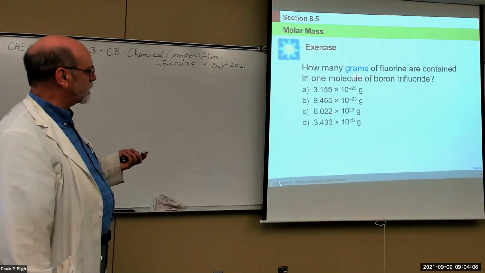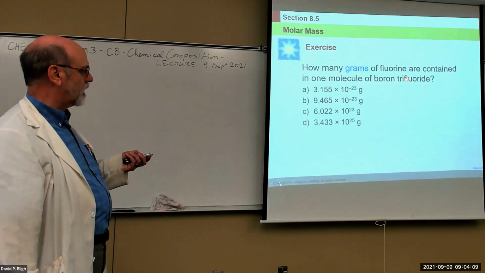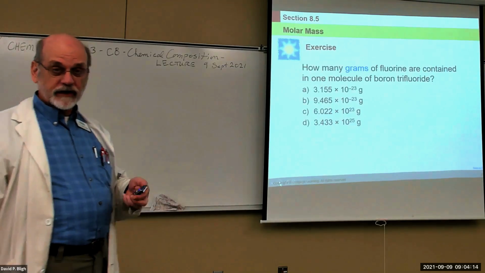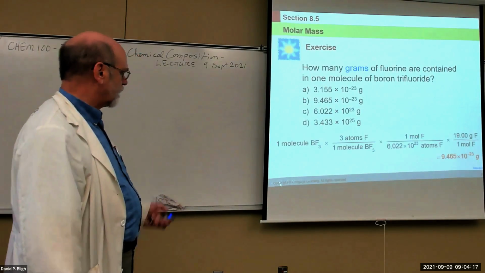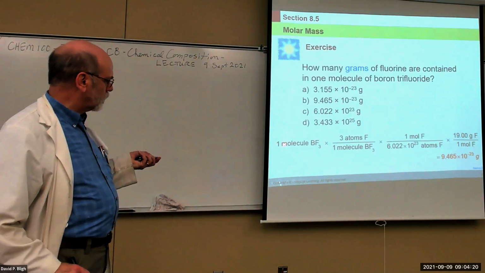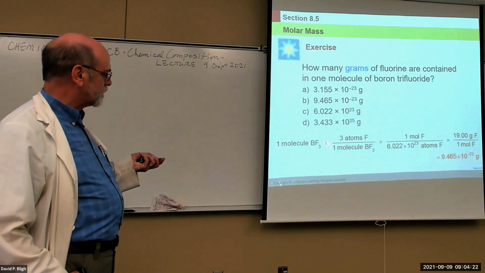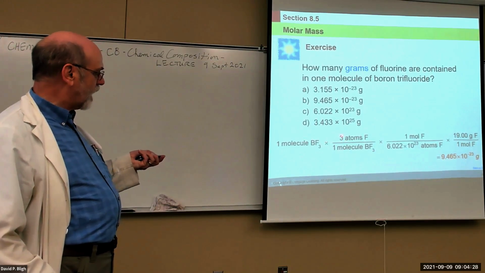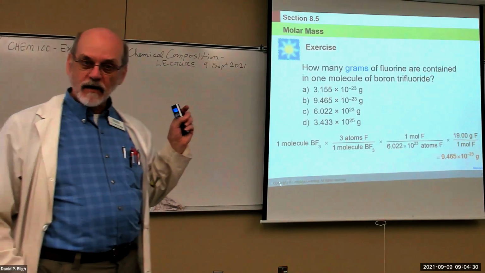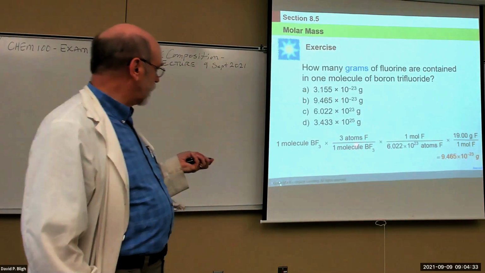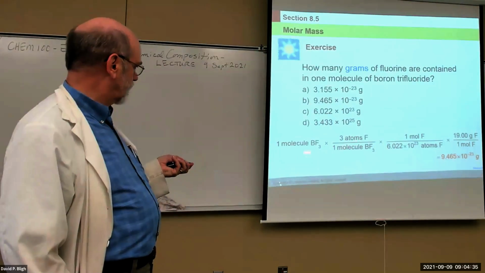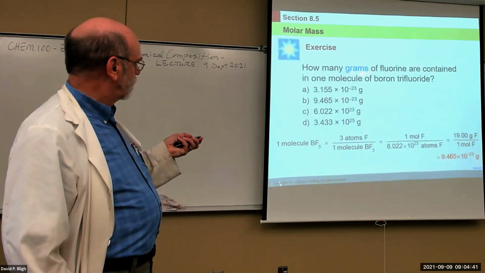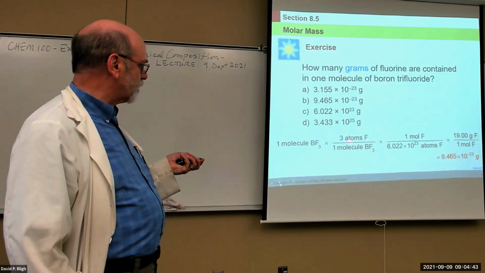How many grams of fluorine are contained in 1 molecule of boron trifluoride? Well, since we're running a little short on time, I'm going to see, yeah, the calculation is given here. 1 molecule of boron trifluoride, you have 3 atoms per molecule. So now we know how many atoms of fluorine are contained here. Right? Cancel that, 3 atoms. Now, if you have 1 molecule of boron trifluoride, you have 3 atoms.